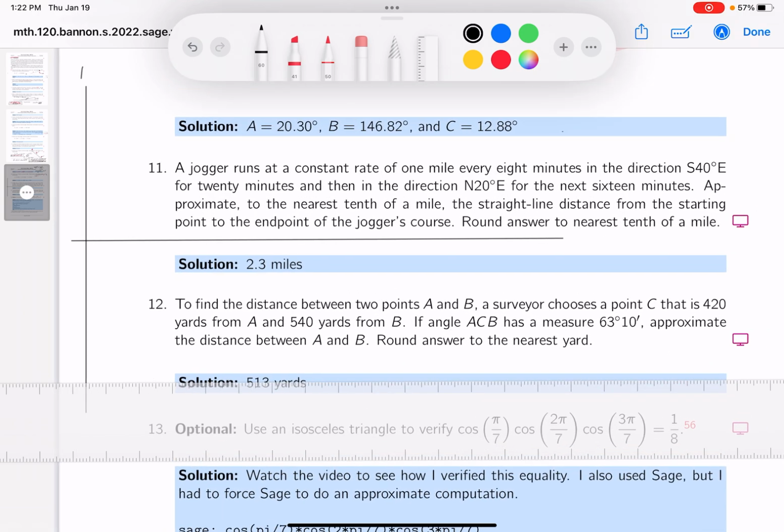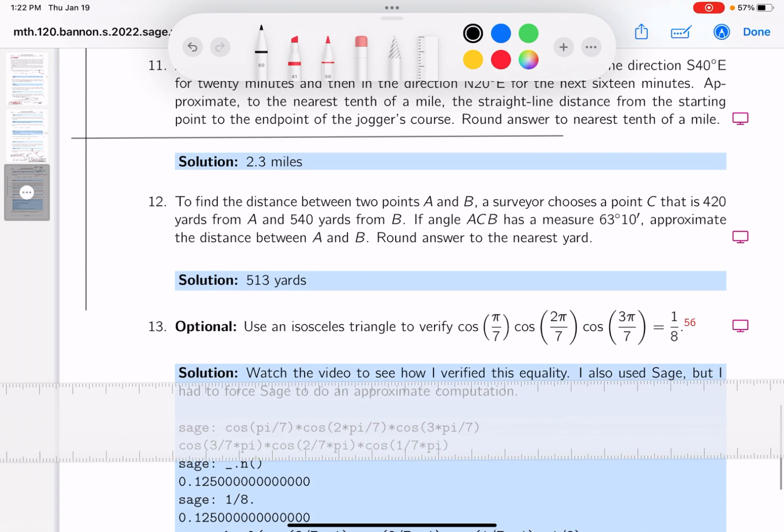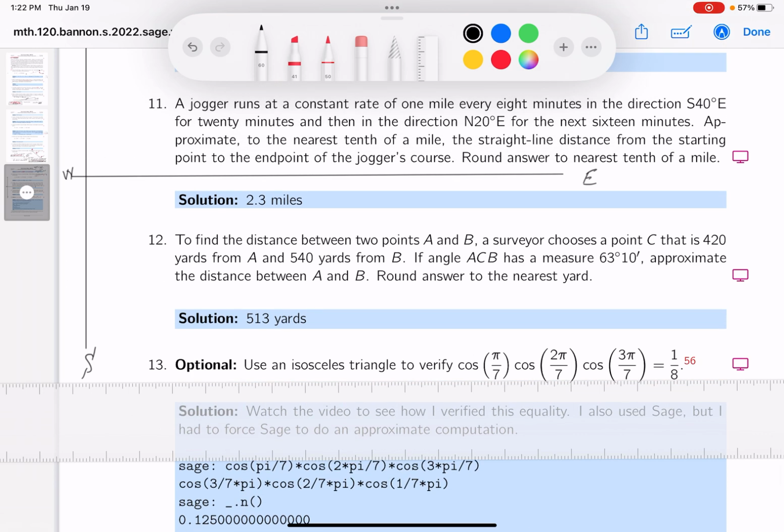So north, south, this over here is the east, and that's the west over here. All right. So the first thing it tells me is the jogger runs at a constant rate of 1 mile every 8 minutes in direction south, 40 degrees east.